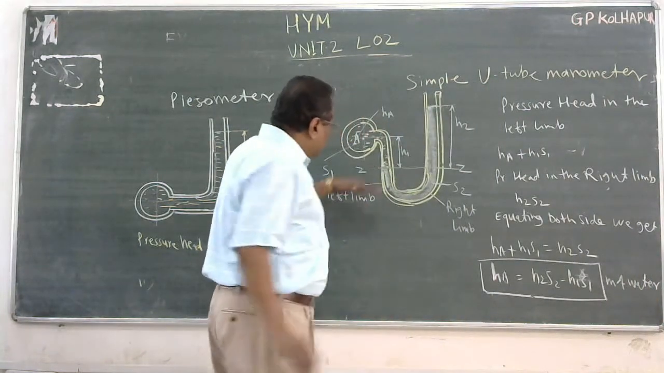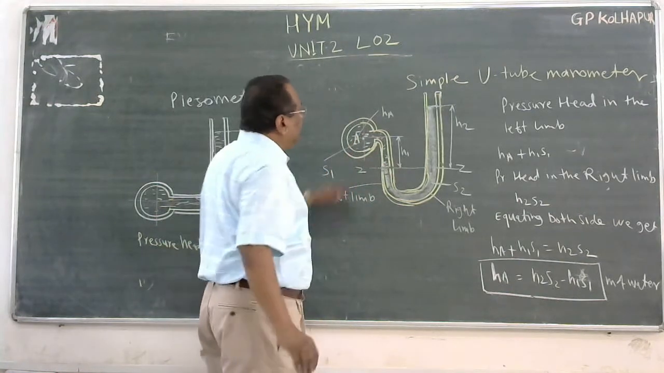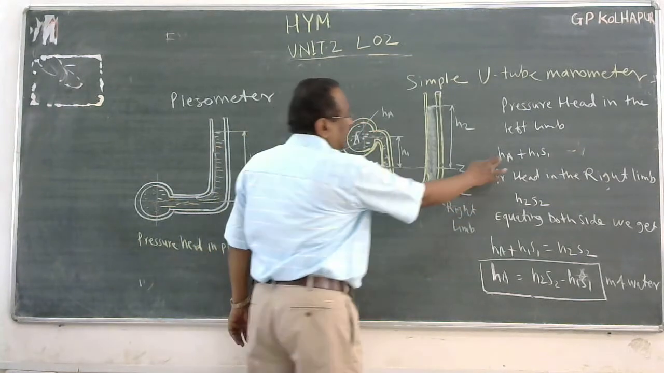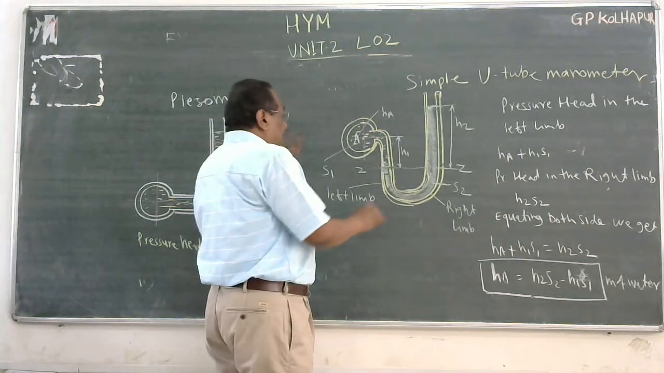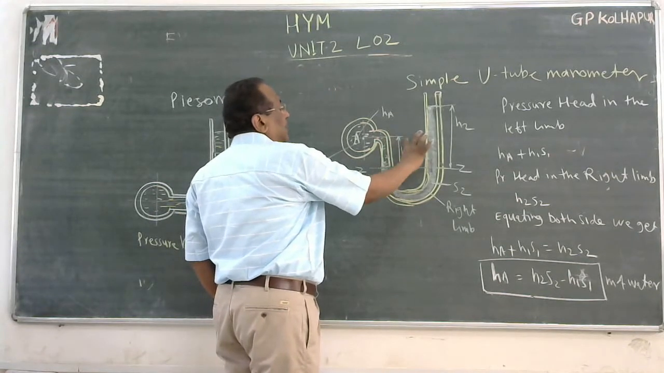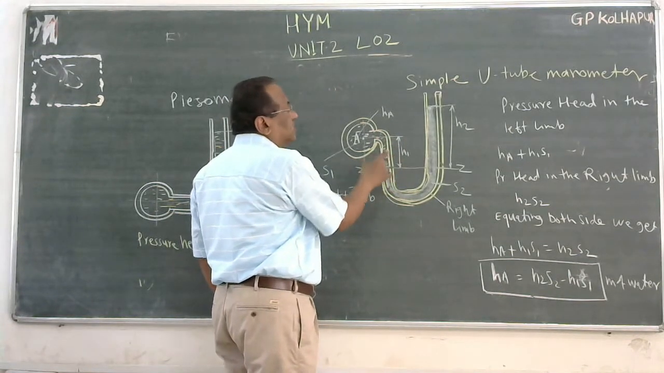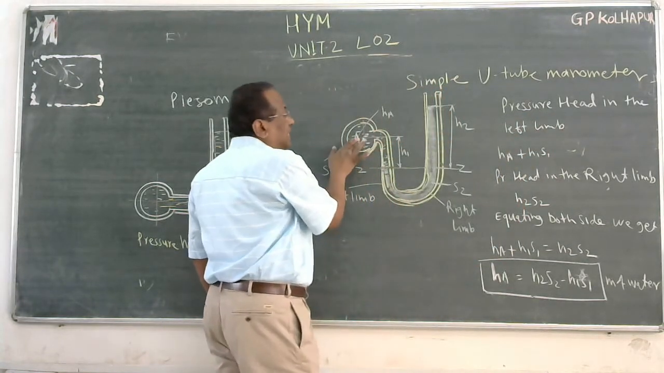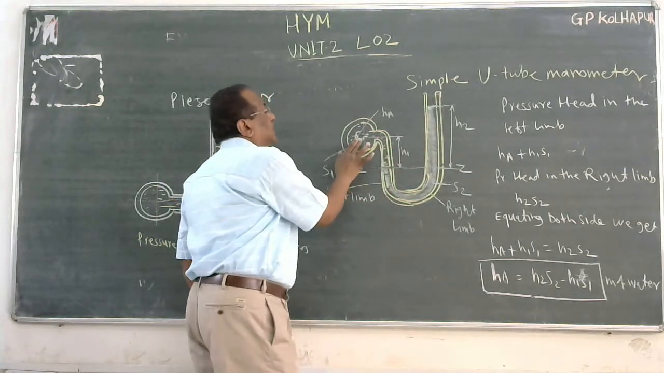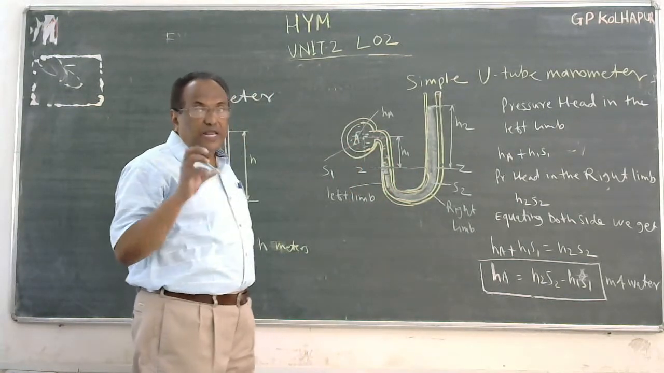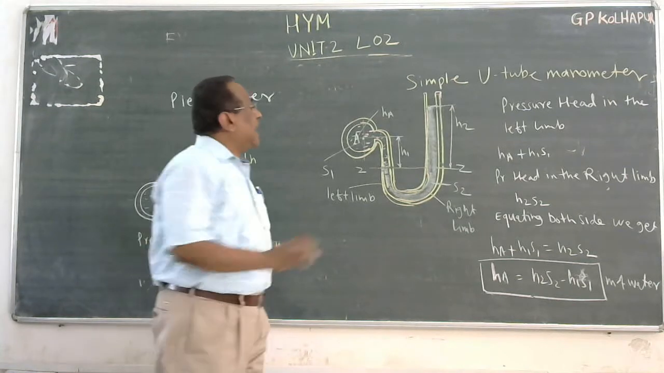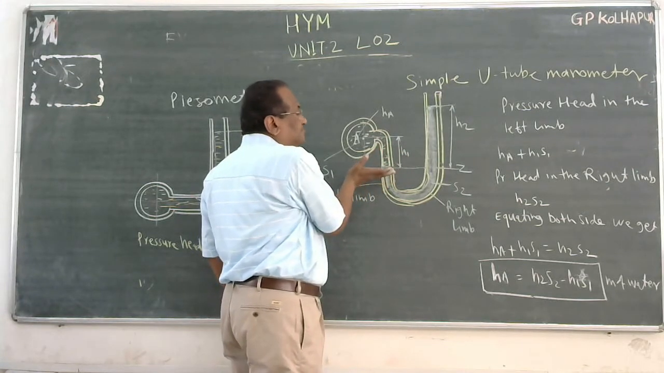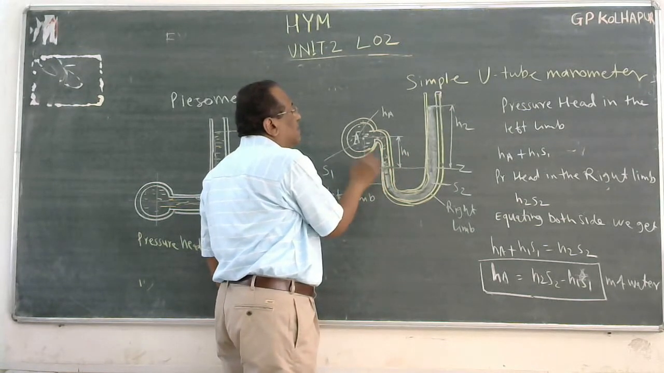Now, above this level in the left limb, the pressures will be the pressure due to this liquid which is HA, and the pressure here due to this liquid column, H1 multiplied by the specific gravity of this liquid, H1 S1. So the pressure head in the left limb is equal to HA plus H1 S1. HA is the pressure head of the liquid which is flowing through the pipe, and H1 is the height of the liquid column above this common surface between this liquid and mercury.